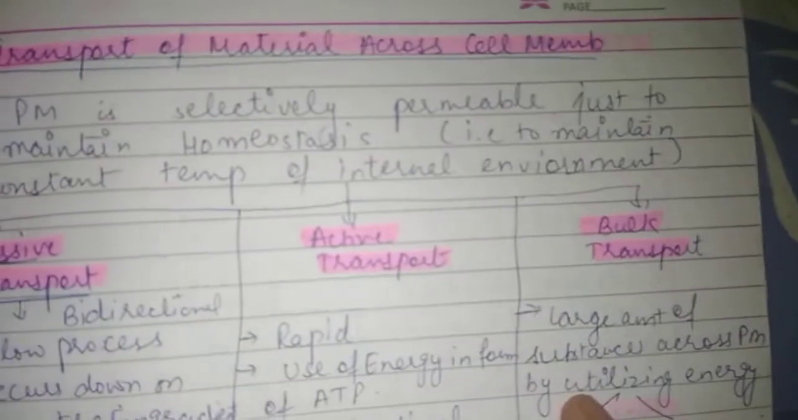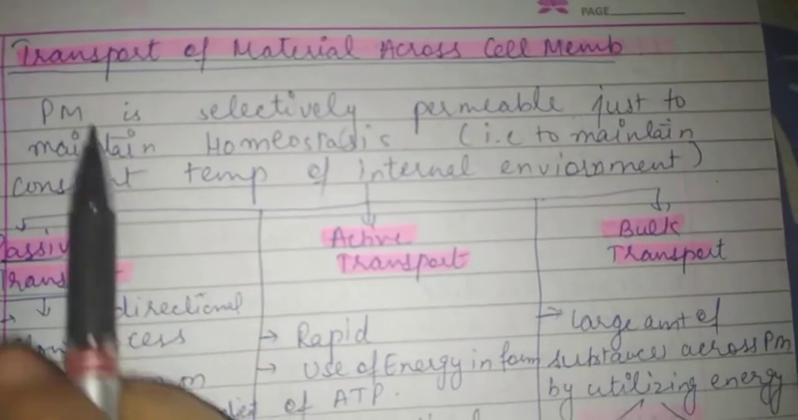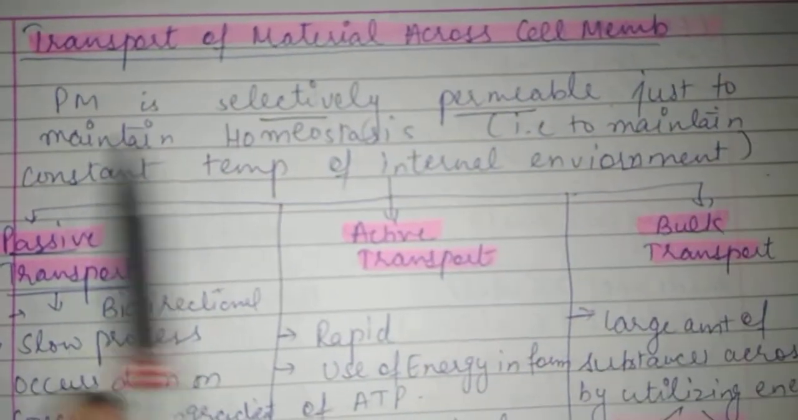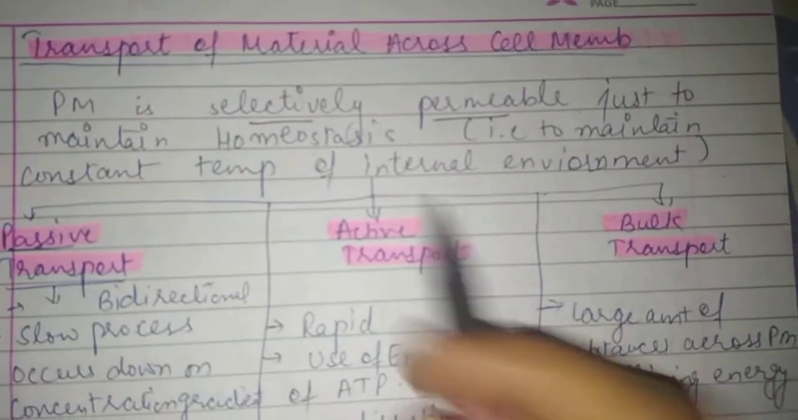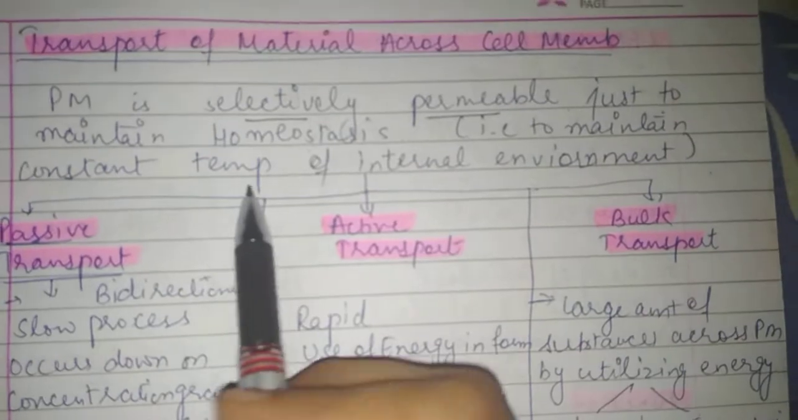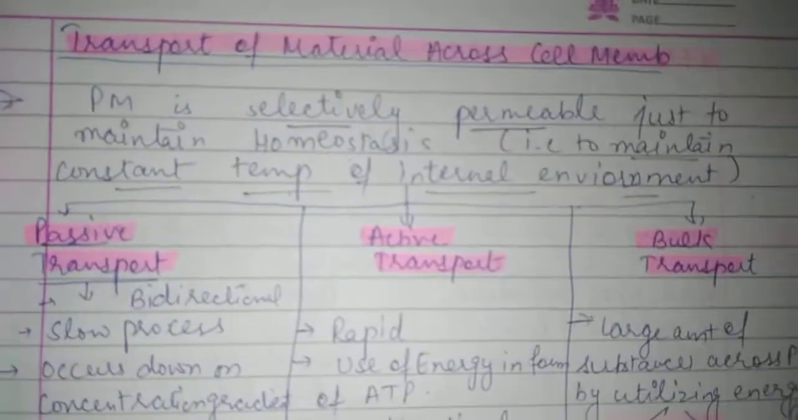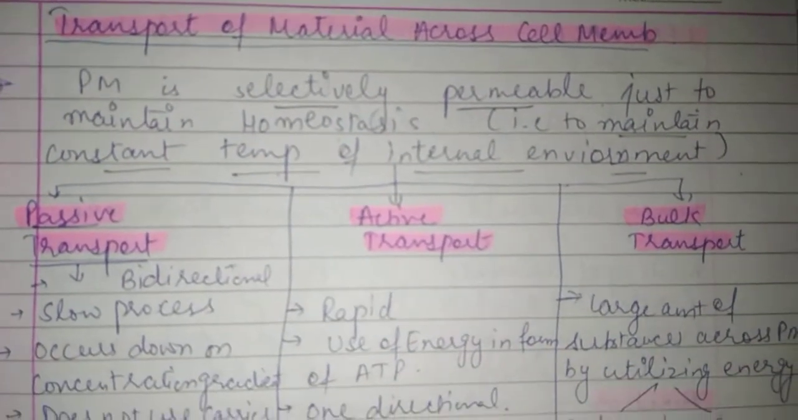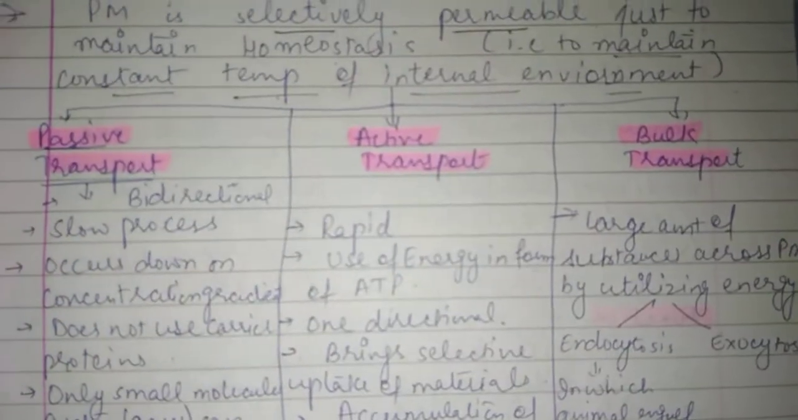Now the next topic is transport of material across the cell membrane. See, as we already discussed, the plasma membrane is selectively permeable just to maintain homeostasis. Now what do you mean by homeostasis? Homeostasis means to maintain constant temperature of the internal environment, like our human body also possesses this function. Our human body keeps our internal temperature at 37 degrees Celsius, that is constant.